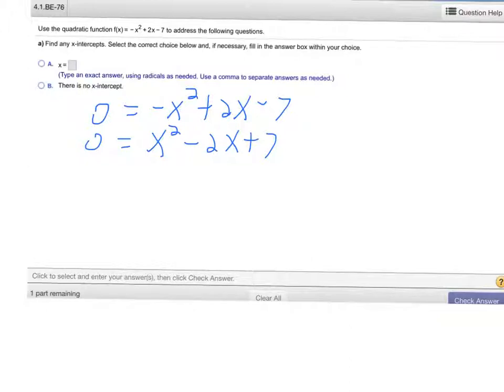There's different ways for doing that. I'll use the quadratic formula. The value of a is the coefficient of the squared term, which is 1. The value of b is -2, and c is 7.